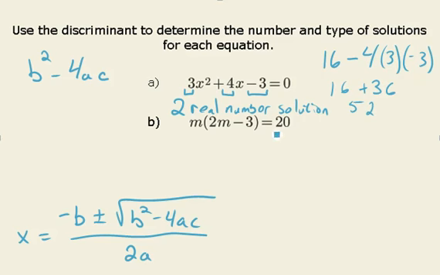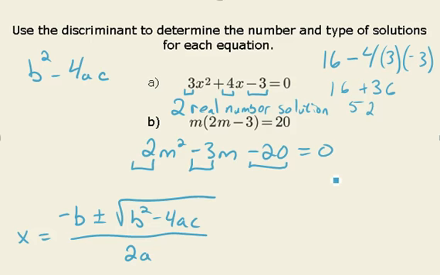Part B, again, we want to just look at the discriminant, but first we have to figure out what a is, what b is, and what c is. This is not in the right form, so we're going to have to multiply m through, distribute the m, giving us 2m squared minus 3m. We're going to have to subtract 20 from both sides. Now we have a, b, and c sitting right there. So when I look at our discriminant, b squared, negative 3 squared is 9, minus 4 times a, which is 2, times c, which is negative 20.